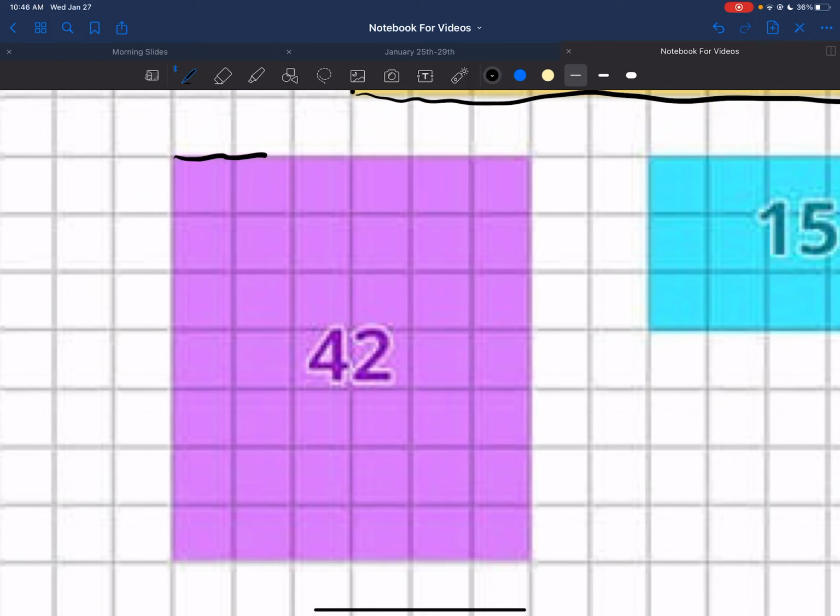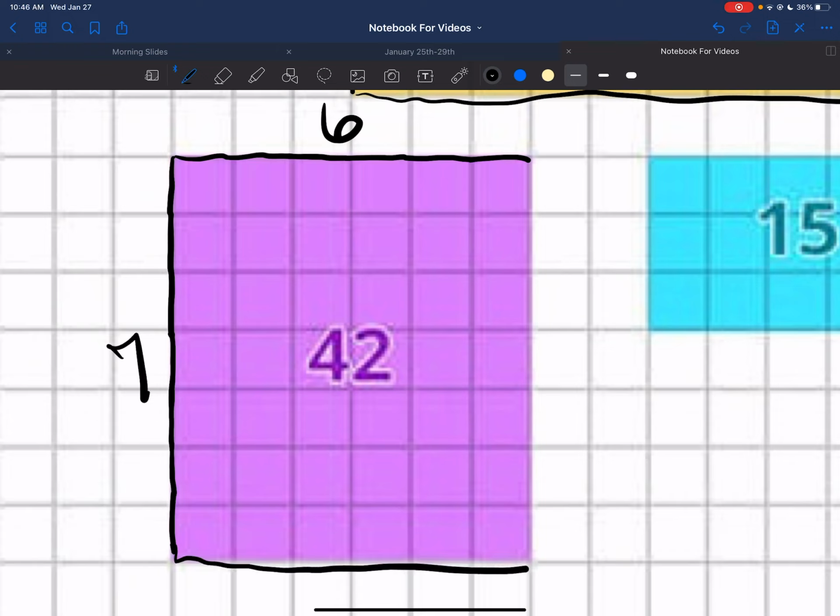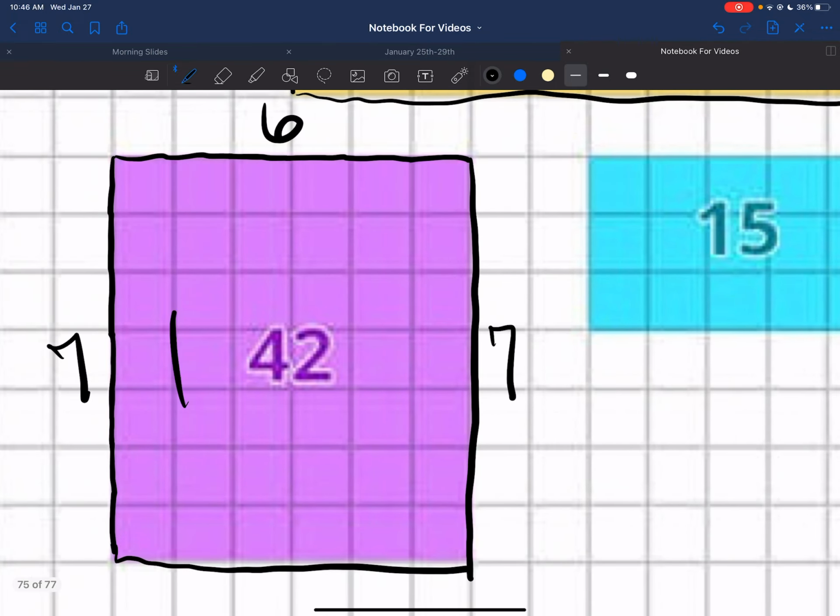So 1, 2, 3, 4, 5, 6. 1, 2, 3, 4, 5, 6, 7. And we know that with the rectangle, the top and bottom should be the same, so it should also be 6, and we can see that in our model. And the sides should also be the same, and they should be 7. If I wanted to know the area, or A, all I have to do is count the purple inside.